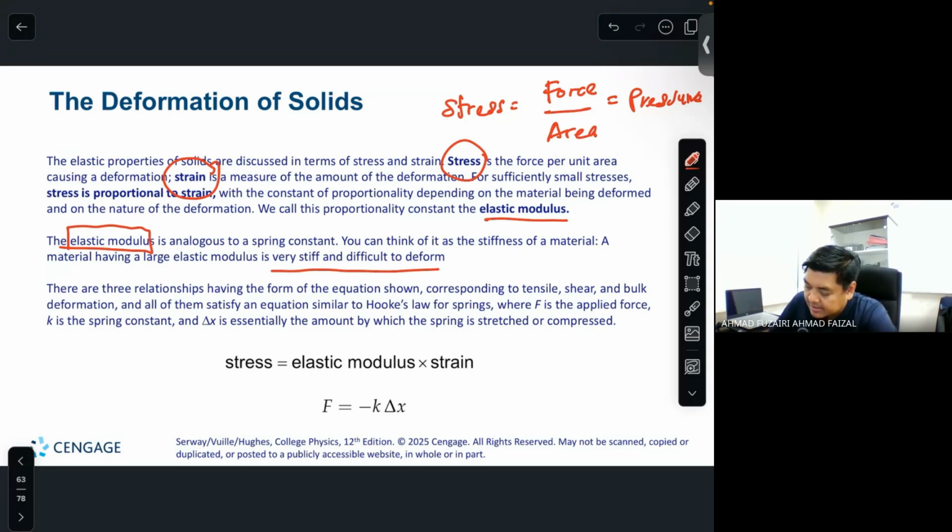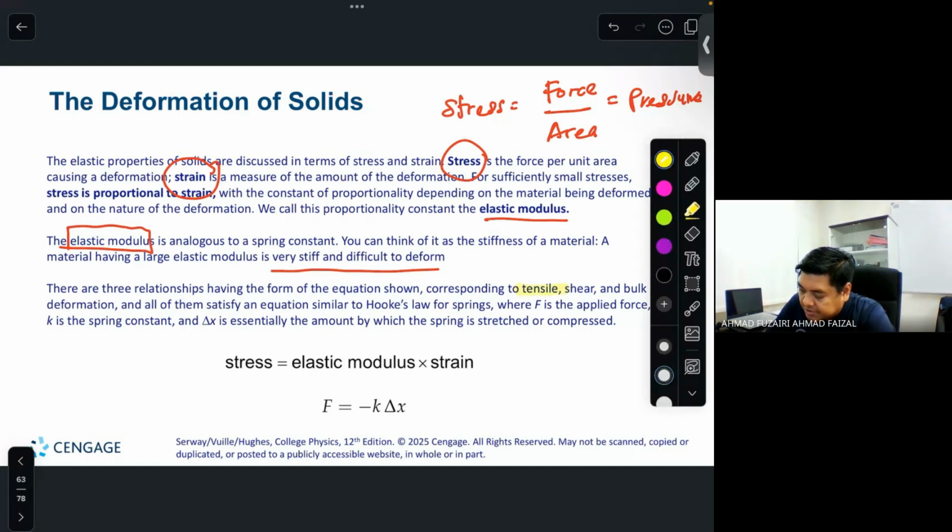As you can see here, we have a tensile, we have shear, and we have bulk deformations. So what are tensile, shear, and bulk? There are three of them, right? So now we can see the difference between all of them.